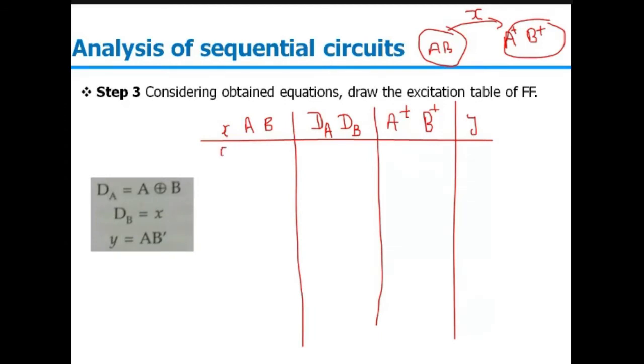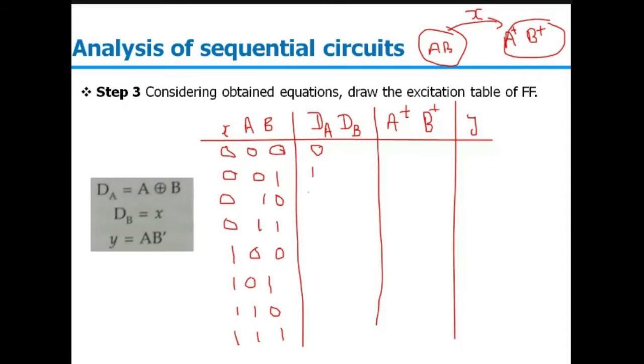For 3 inputs, I will have a total of 8 combinations, 0 to 7. DA is my A XOR B, so this will be 0, this will be 1, A XOR B, A XOR B. This will be 0, 0, 1, 1 and 0. DB follows X, 4 times 0 and 4 times 1. Since we are using D flip-flops, A plus will follow DA and B plus will follow DB. So whatever is present at the D input will directly move to the next state when the clock comes. So this will be equivalent to 0, 0, 1, 0 and 0.